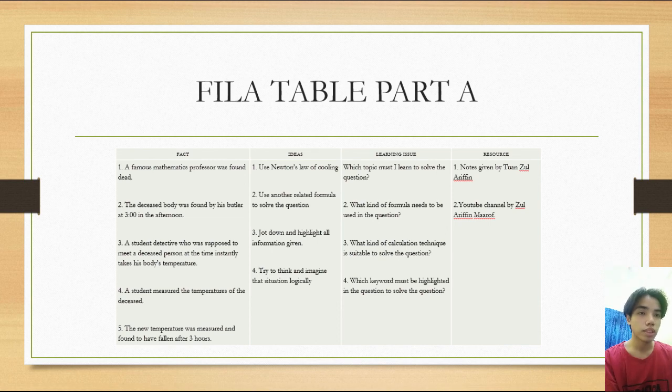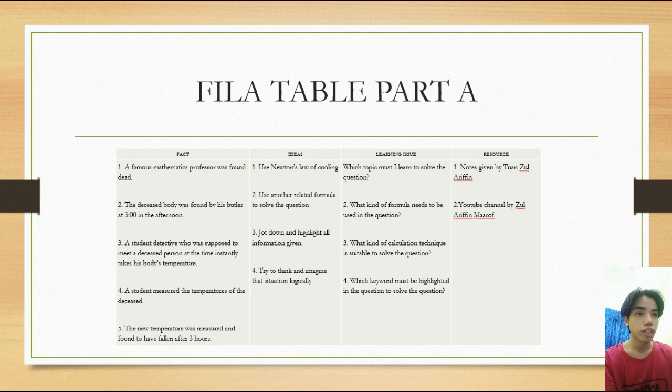1. A famous mathematics professor was found dead. The deceased body was found by his butler at 3 p.m., 3 in the afternoon. Then a student detective who was supposed to meet the deceased person at the time instantly took his body temperature. The new temperature was measured and found to have fallen after 3 hours. So here we can get some idea to solve the problem.